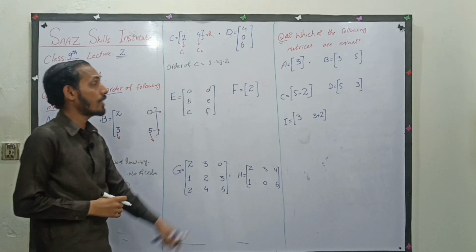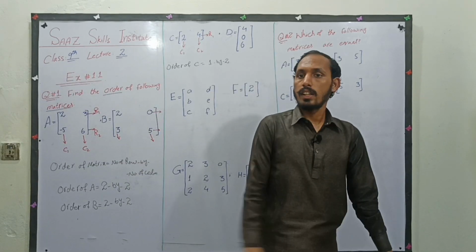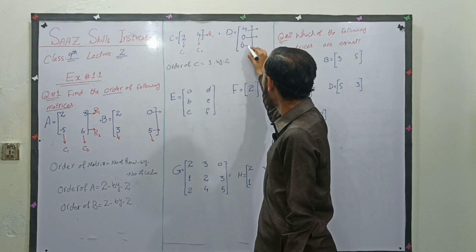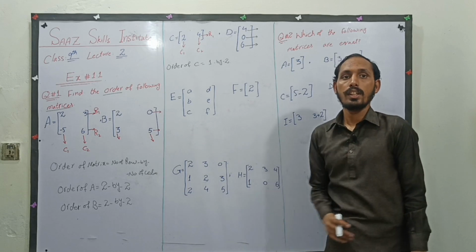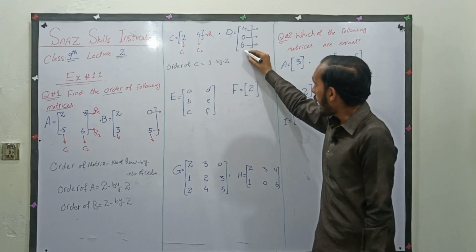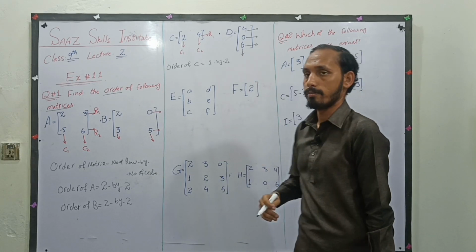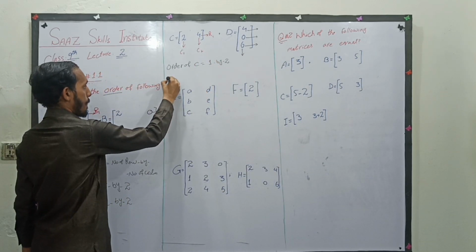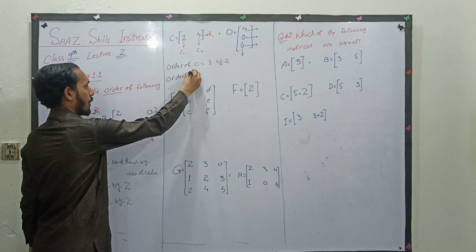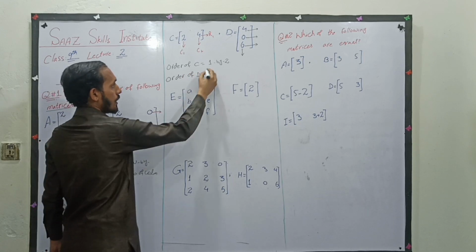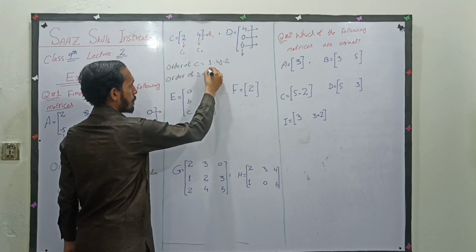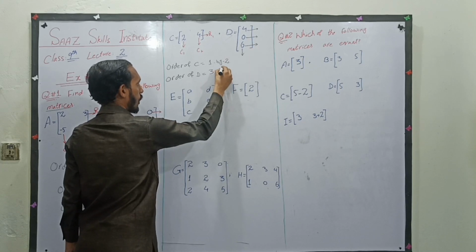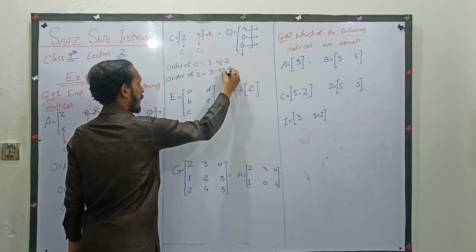Now for the D, as we know that there are three horizontal rows, row 1, row 2 and row 3. It has three horizontal rows and only a single vertical column. So order of D is 3 rows and only single column. So order will be 3 by 1.